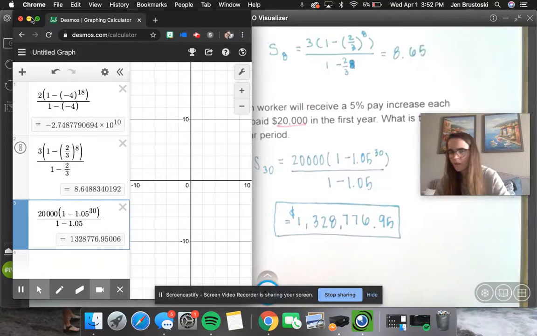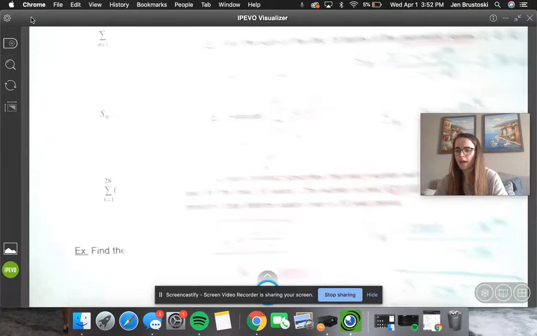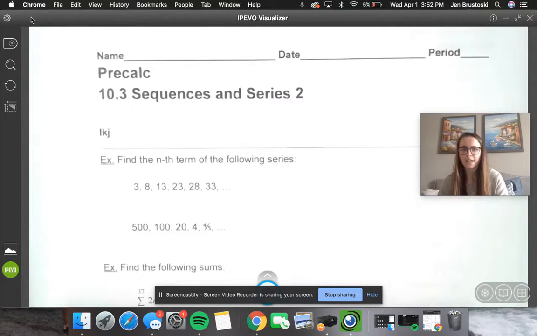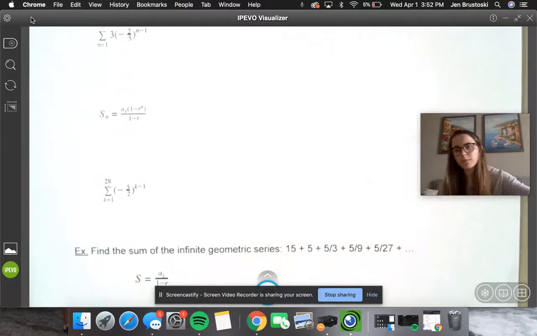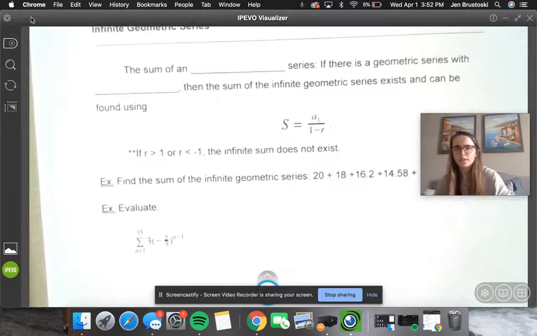So that is how we find a finite geometric series. Let's go ahead and flip to the next page. Actually, the next page, if you look, it has this LKJ. I didn't label that correctly. I meant to go back later and I forgot. Go ahead and skip that page. Those are just practice problems. So we're going to skip that and go on to our infinite geometric series page.